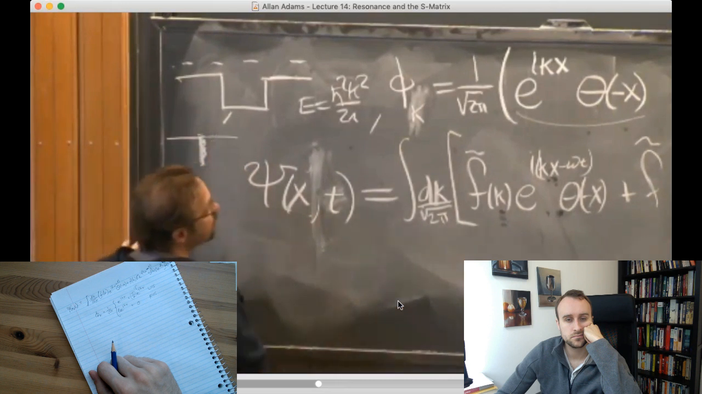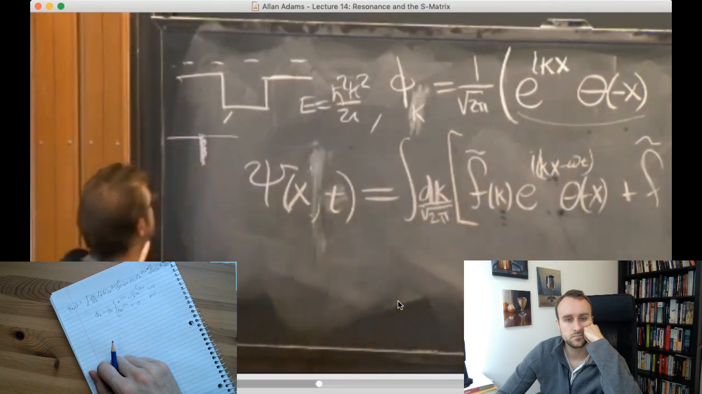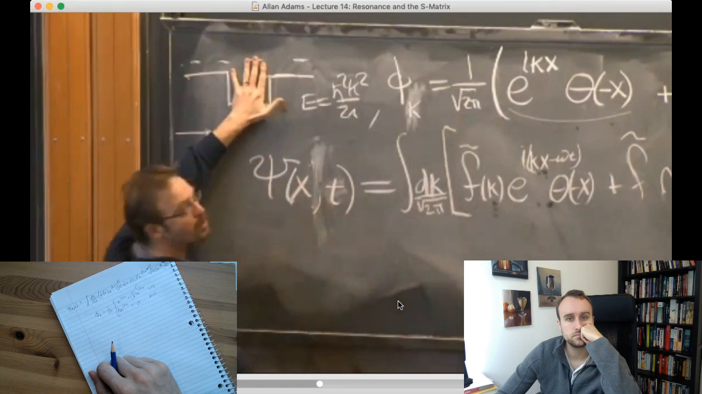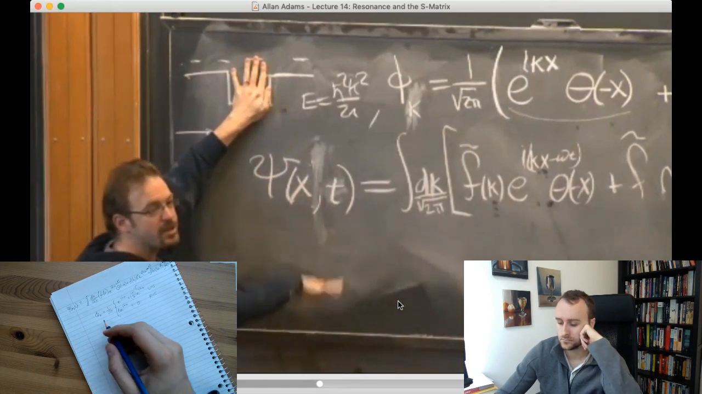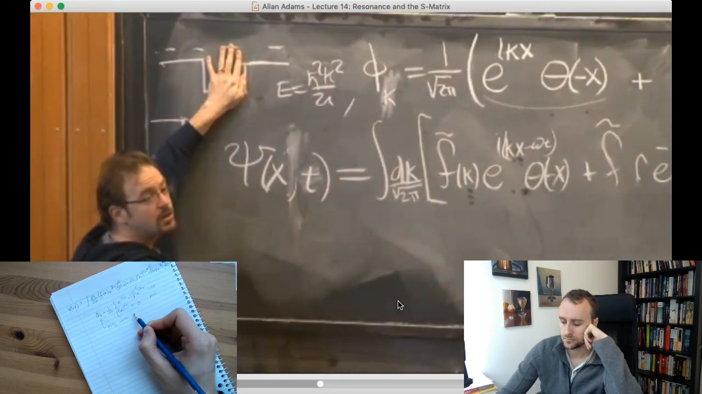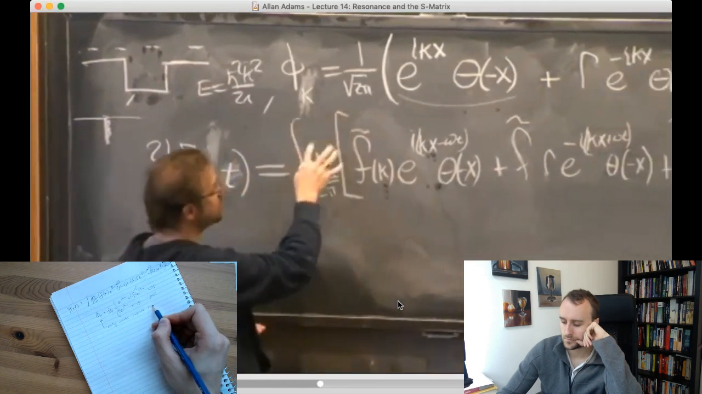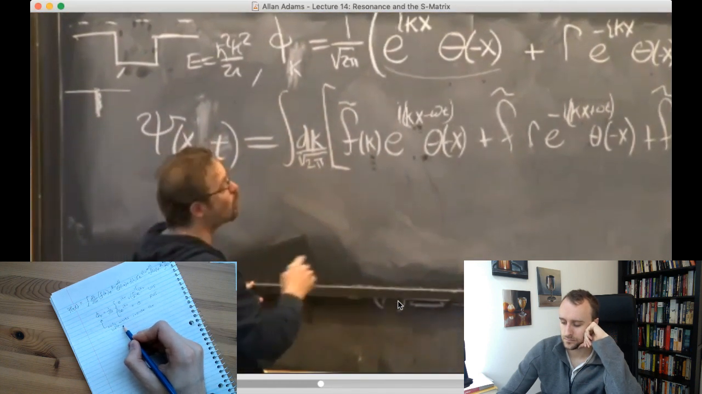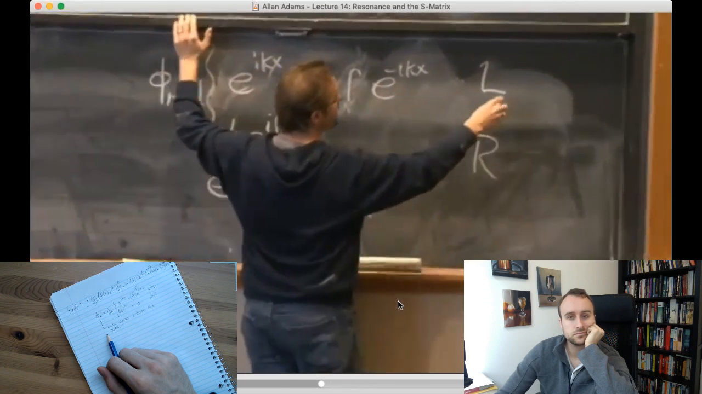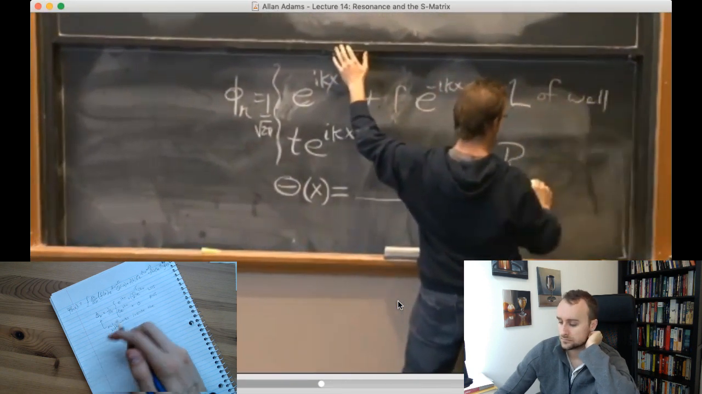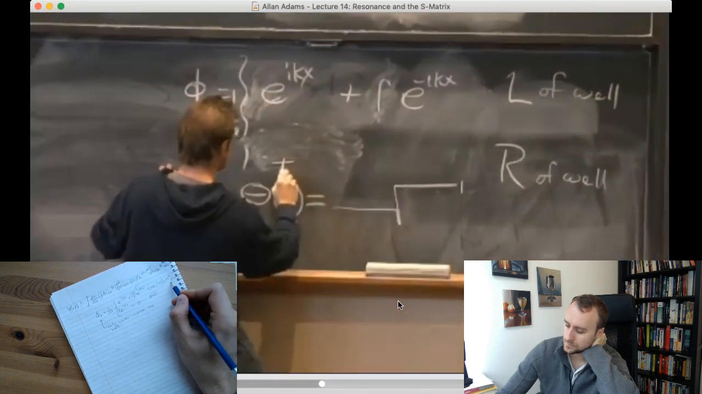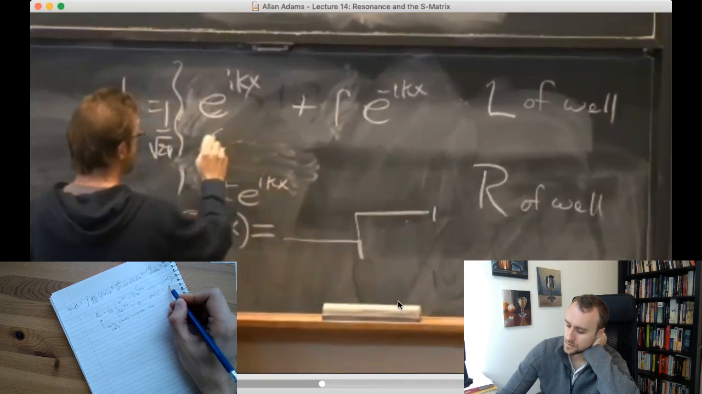When I write it in this fashion, another equivalent way to think about it is as a good description of the wave function when we're not inside the well. So for the purposes of the rest of the analysis, this is exactly the form of the wave function when we're not inside the well. When I write it in this theta form, this is the form left of the well and right of the well, with t e to the ikx. Inside, it's doing something else.